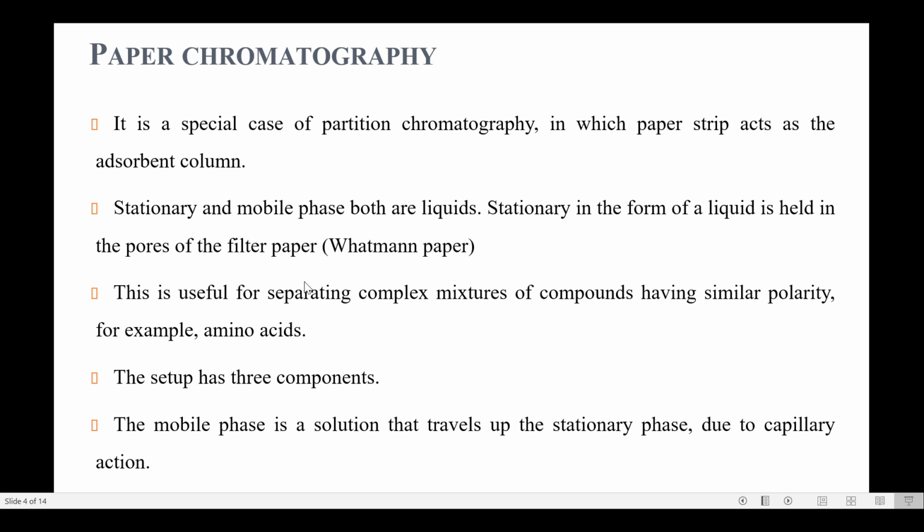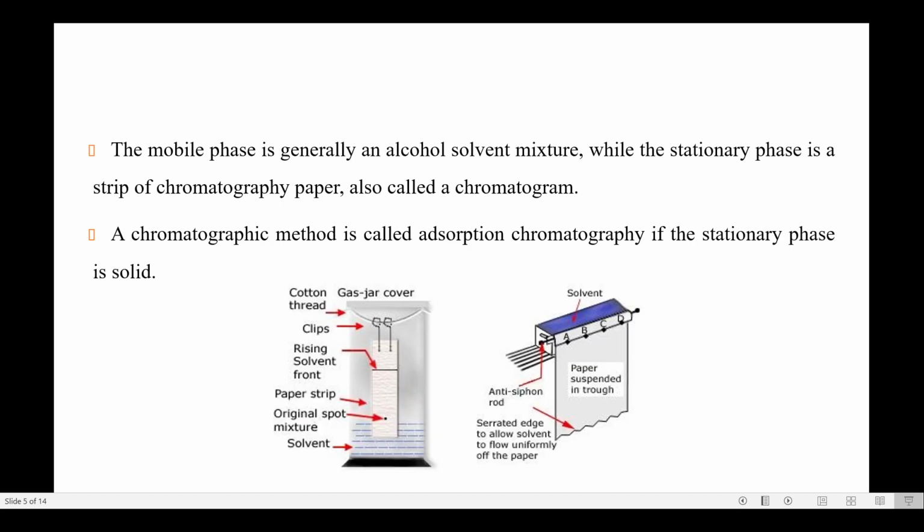This is useful for separating complex mixtures of compounds having similar polarity, for example, amino acids. The paper chromatography setup has three components. The mobile phase is a solution which travels up the stationary phase due to capillary action. The mobile phase is generally an alcohol solvent mixture, while the stationary phase is a strip of chromatography paper, also called a chromatogram. A chromatographic method is called adsorption chromatography if the stationary phase is a solid.